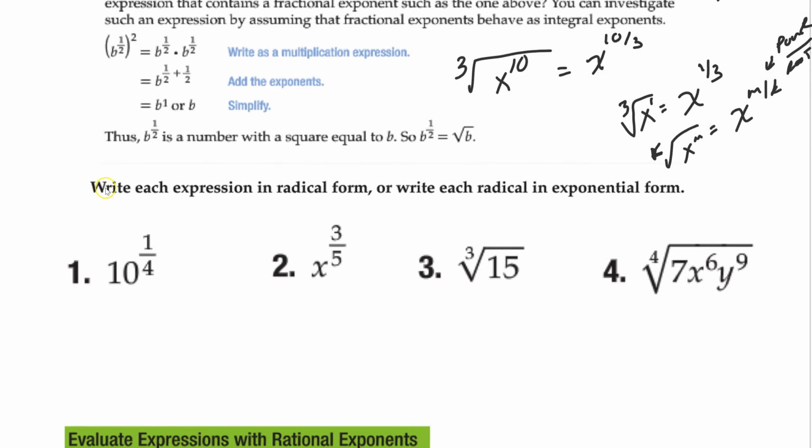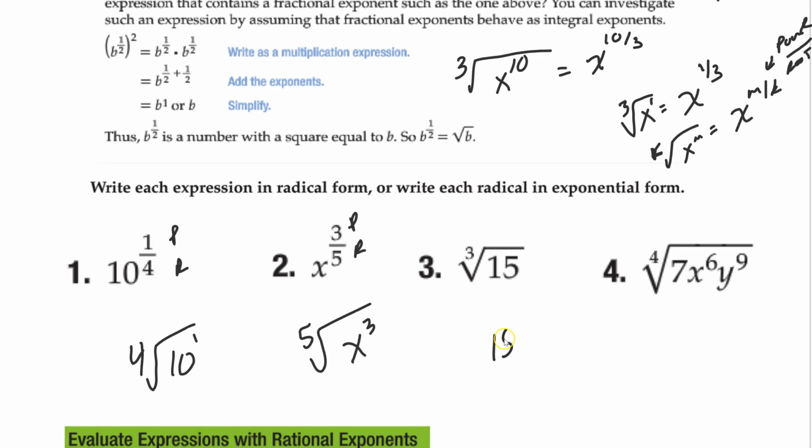So all I want you to do here is rewrite it. So 10 to the 1/4, remember this is the power, this is the root. So we're going to write it as the 4th root of 10 to the 1st, or just the 4th root of 10. Same thing here, power over root, the 5th root of x to the 3rd. We're going to rewrite this one. So 15, power is 1, so 1 over 3. Same thing here, 7 to the 1/4, x to the 6/4, and y to the 9/4. You could reduce that if you want, but that's the general idea. It's how to rewrite it.